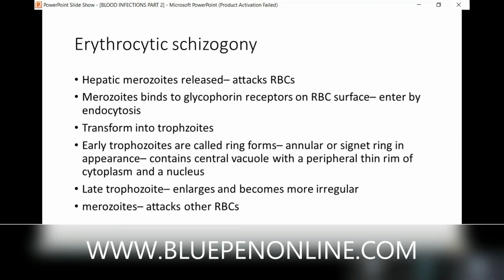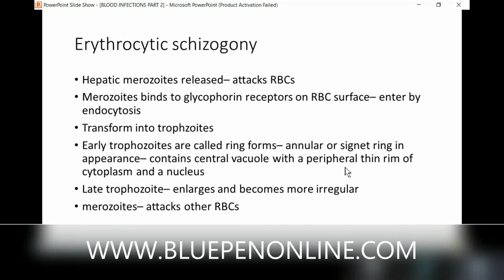Okay, fine. So next is erythrocytic schizogony. The pre-erythrocytic stage is over. The next is the erythrocytic stage. In the erythrocytic stage, the hepatic merozoites released attack the RBCs. Merozoites bind to glycophorin receptors on the RBC surface and enter by endocytosis. Then after entering the RBCs, they transform into trophozoites.